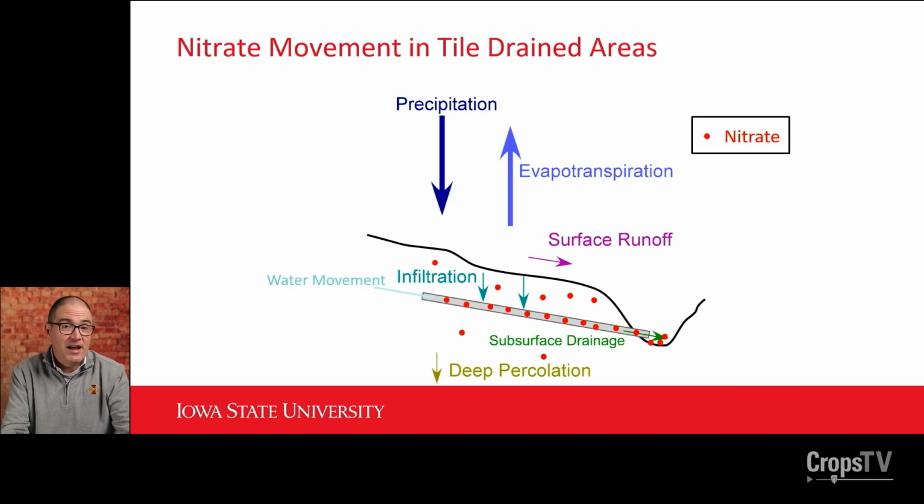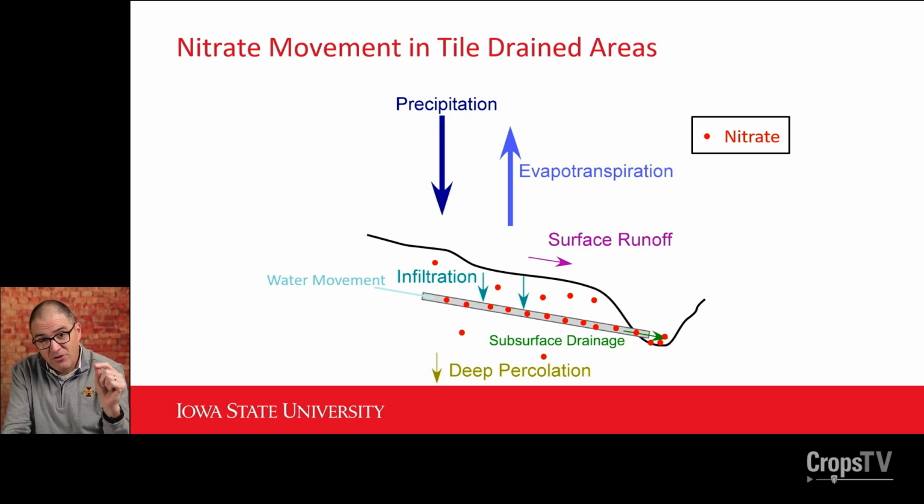But how does nitrate move to our streams in those tile drained lands? That's where we see some concern. If we look at this schematic here, we have our land surface, we get precipitation, we have some evaporation and surface runoff from that, but we have infiltration through the water profile there. That is where most of our nitrate is moving. It's moving with that infiltrating water.